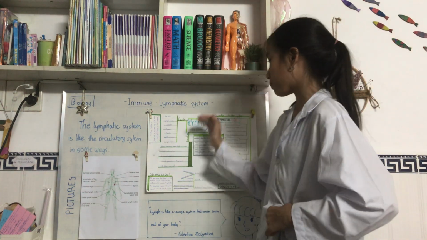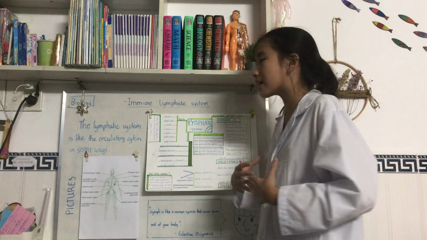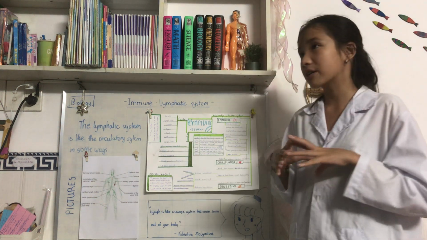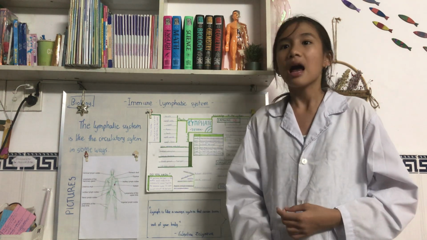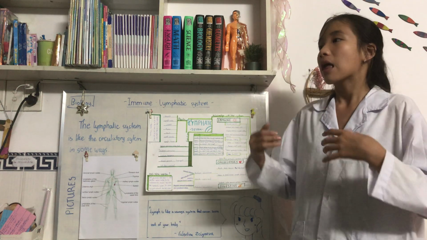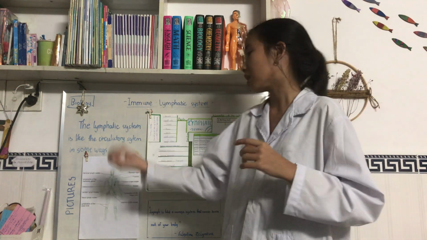Firstly, we have the spleen. Well, the spleen is the small bean-shaped organ that is responsible for the production and the removal of blood cells. Now, they produce blood cells and they also help to remove the wasted blood cells.